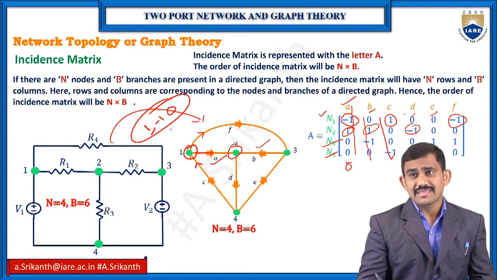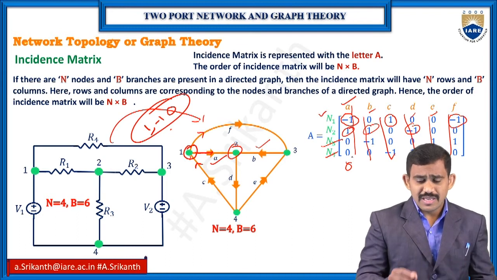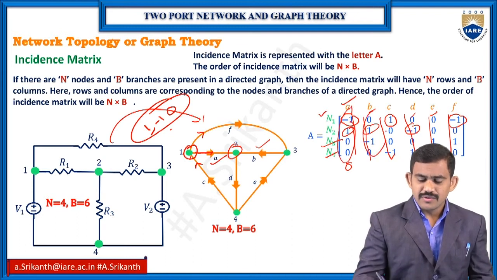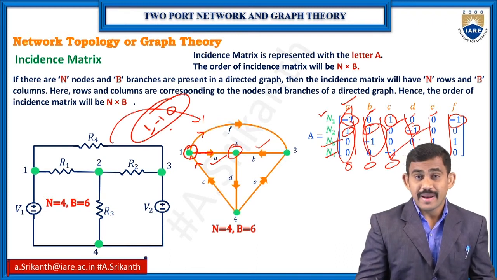This is only for the A matrix. Only the A matrix is possible, not the other matrices. Only in the A matrix, when we add these branch currents, we'll get 0. So we have a plus value, minus value, plus value, minus value for each branch.